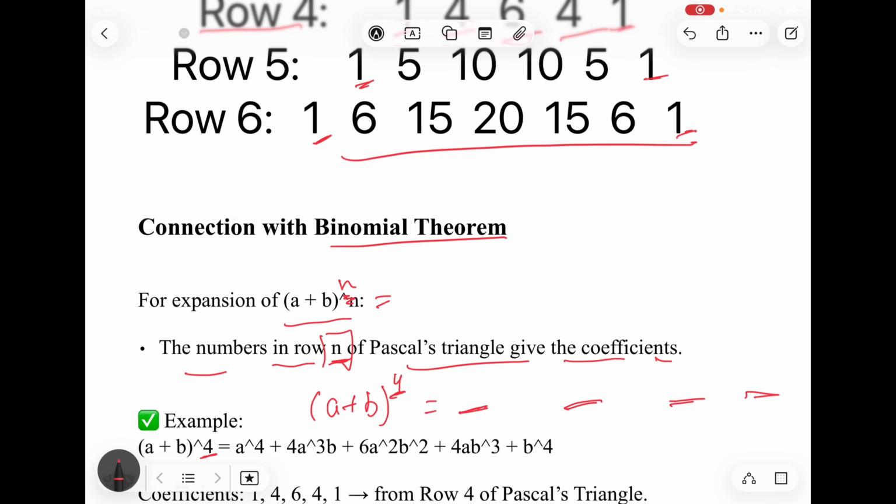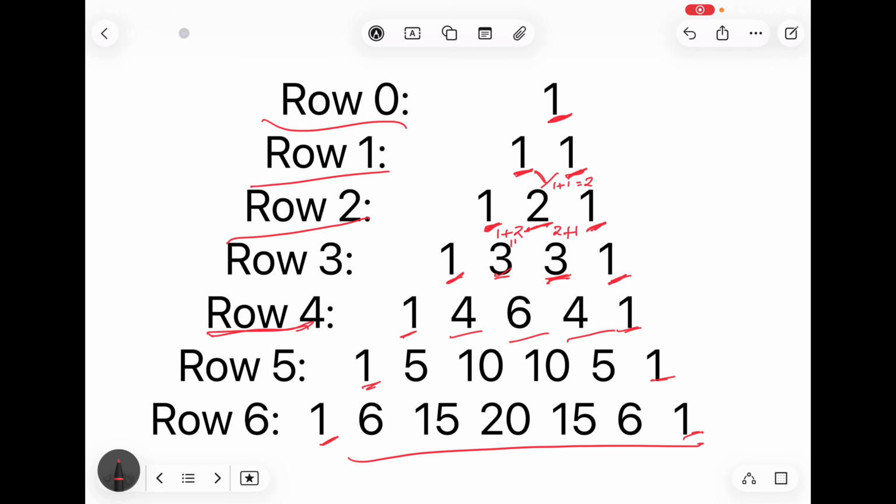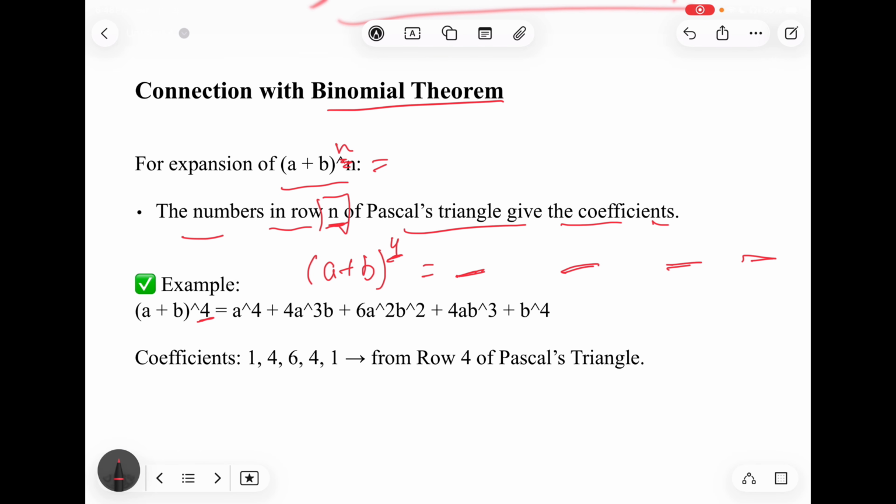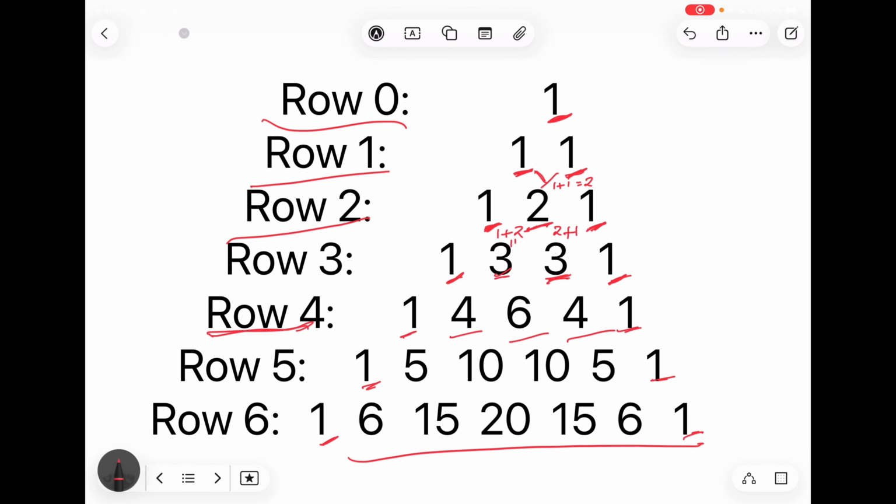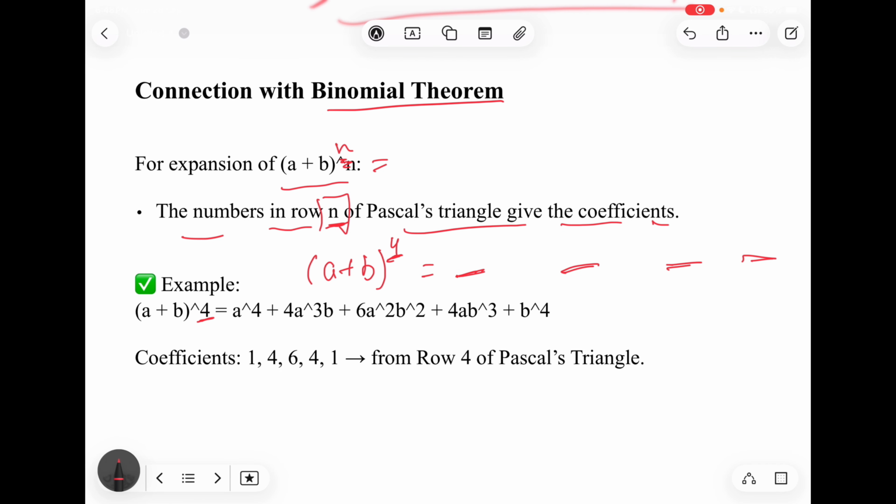n is equal to 4, so we are going to use row number 4. Okay. So, for row number 4, we have 1, 4, 6, 4, 1. So, the coefficients of this expression will be 1, 4, 6, 4, 1.